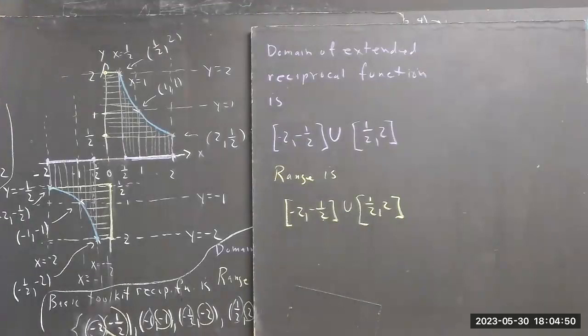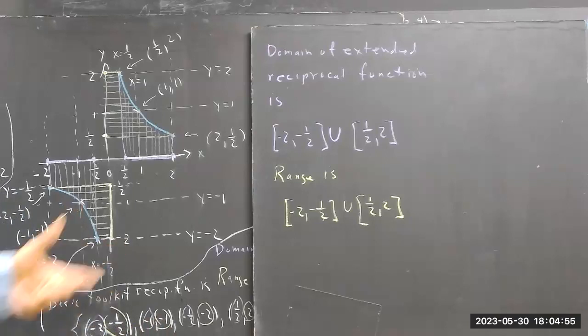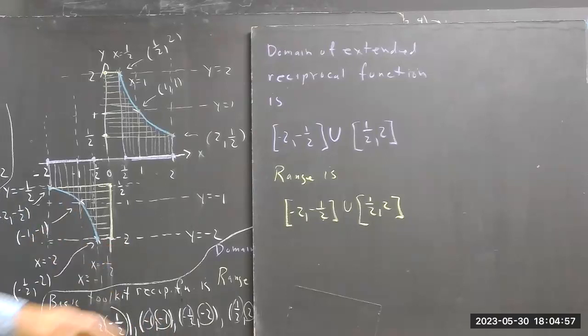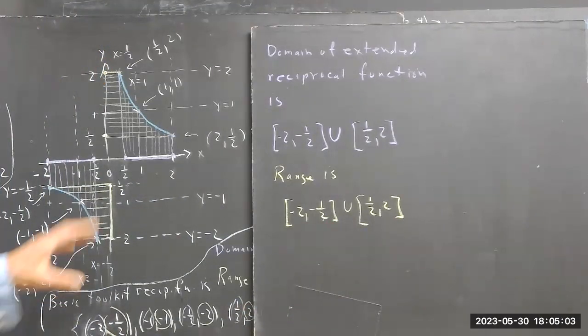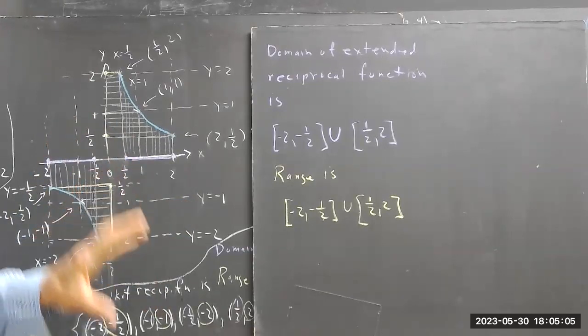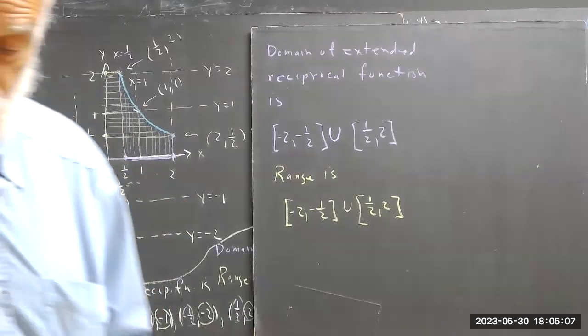which shouldn't be a big surprise, because the domain and range of the basic toolkit function turned out to be the same. And that's all we're going to say right now about domain and range, but it's an idea that we're going to continue to develop.